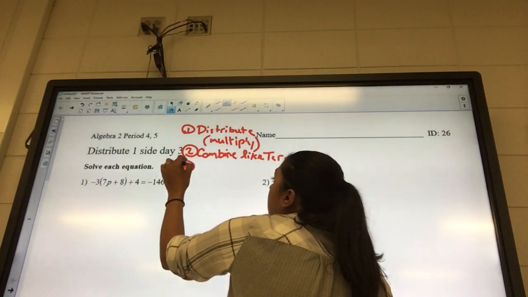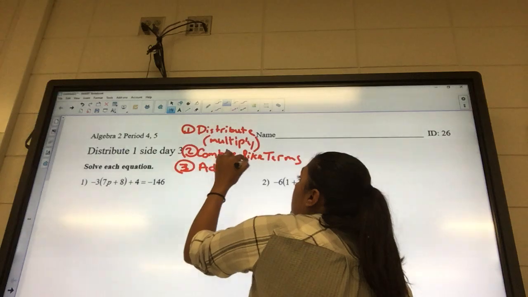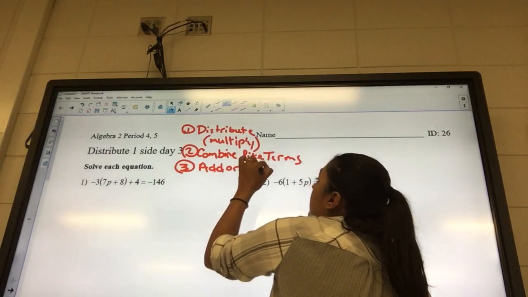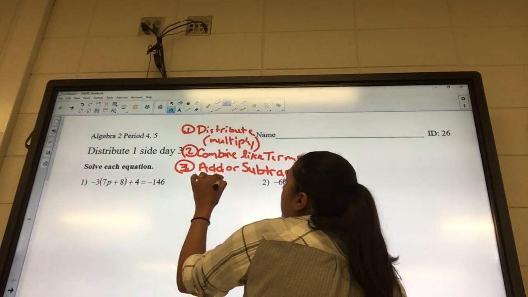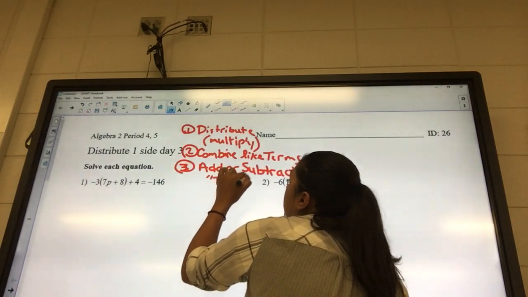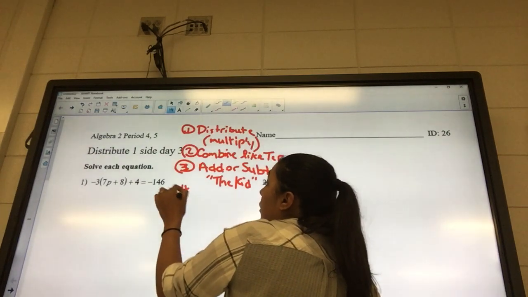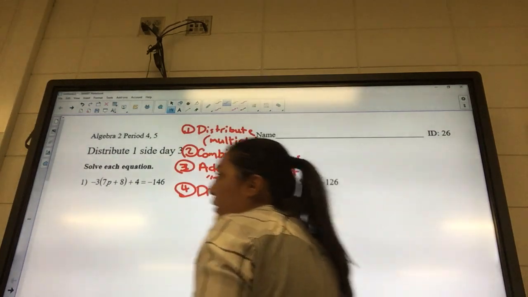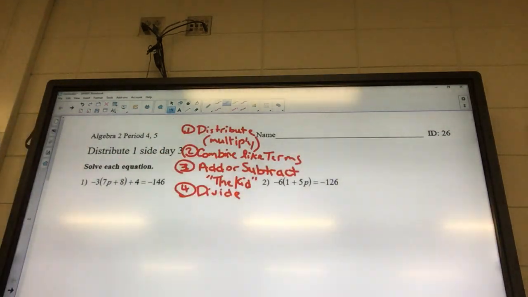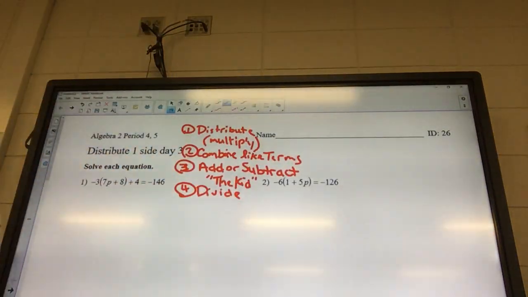Our step 3 is going to be to add or subtract the non-variable term. And our last step is always going to be to divide. So you can follow those steps every single time and it should work out for you. If it doesn't, that means you did something wrong.